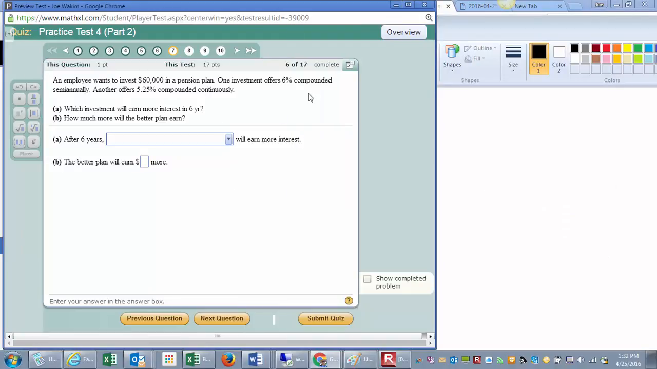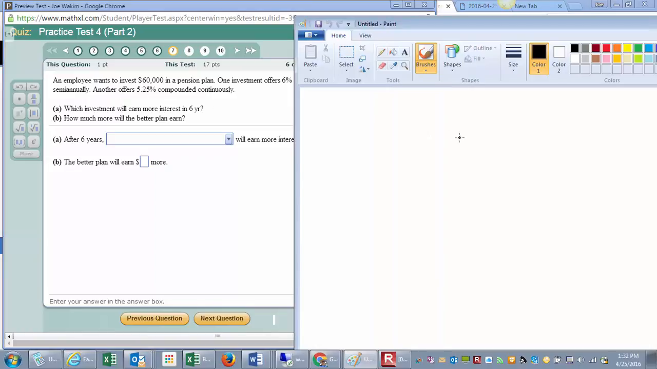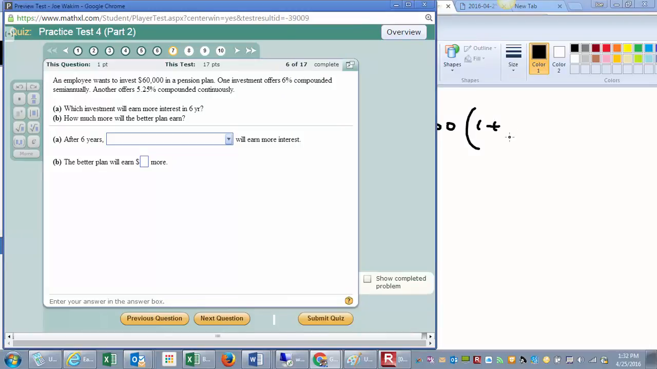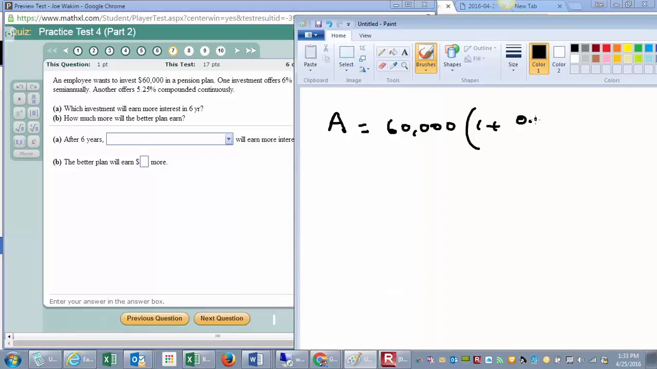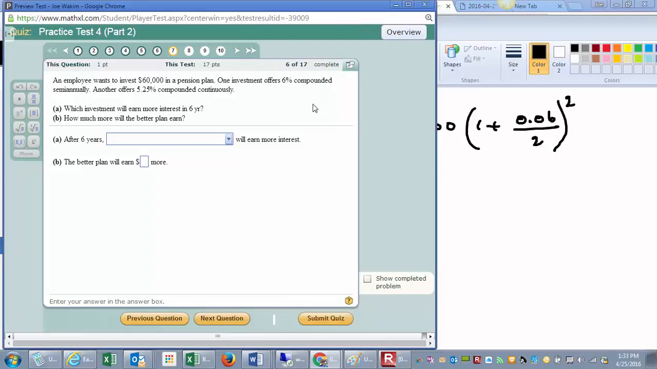One investment offers 6% compounded semi-annually. So to invest, that would be your initial or the principal. So A would be 60,000 times 1 plus the rate, 6%, 0.06 over semi-annually, 2 times a year. And so this is 2 times the number of years.